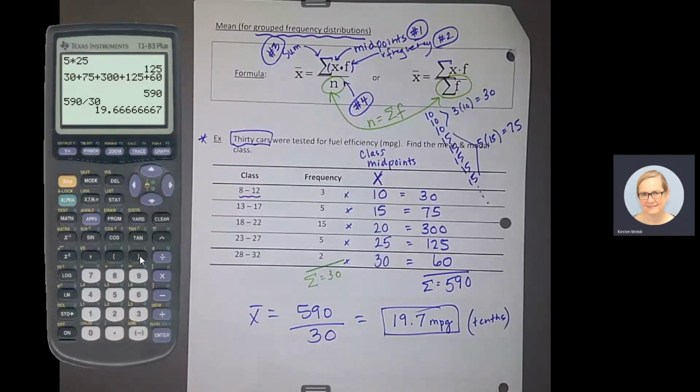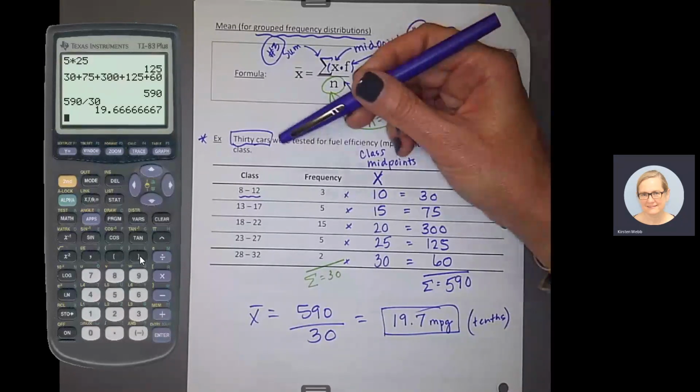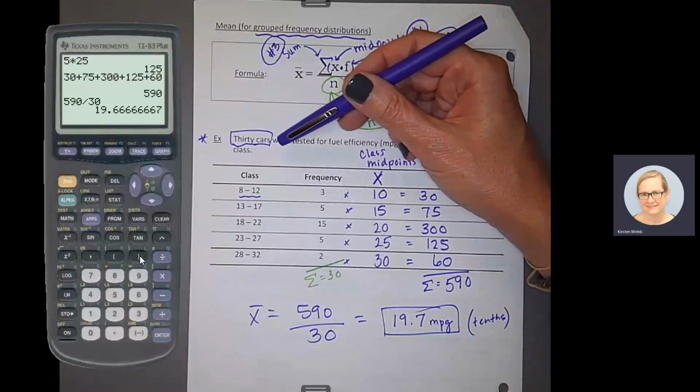An easy mistake to make here, though, is to divide by the wrong number. 5 is a popular choice. And I think it's because of the 5 classes, maybe, right? So notice we don't really care how many classes there are. We really want to know the total frequency, like 30 cars.